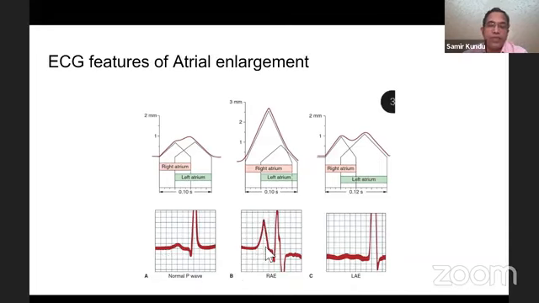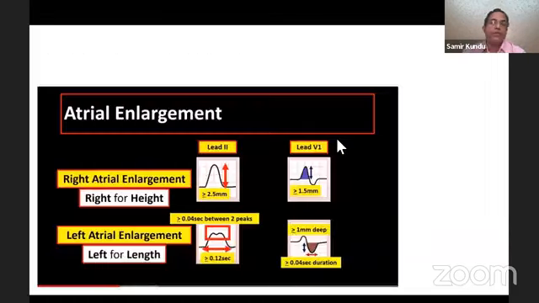This is the P pulmonale. This is the P mitrale, or left atrial enlargement. So, to memorize easily: right for height and left for length.